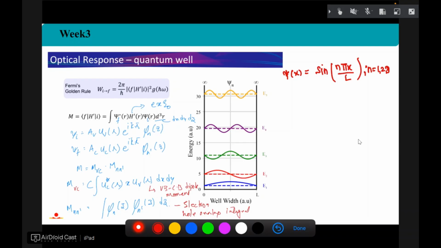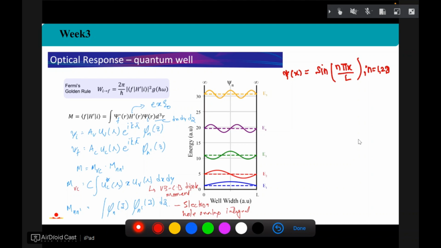So n prime will be equal to the integration of phi n as a function of z, phi n dash as a function of z, dz, since it represents the electron-hole overlap integral, and the MVC represents the valence band conduction band dipole moment. So the final wave function.